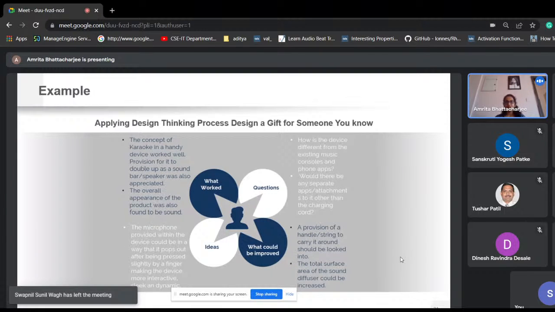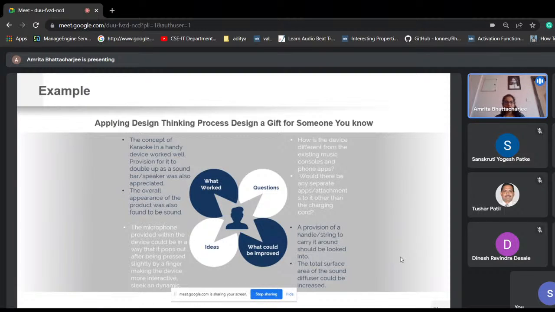So in this particular example that I'm discussing here, it was finally found out through prototyping and testing what worked and what could be improved. And there are questions from the designers' side to the users: what do users think, how is the device different from the existing music console and phone apps? Would there be any separate app or attachment? Then there are ideas based on this testing and prototyping on how it could be improved further. So the idea was that the microphone provided within the device could pop out after being pressed slightly by a finger, making the device more interactive, sleek, dynamic.